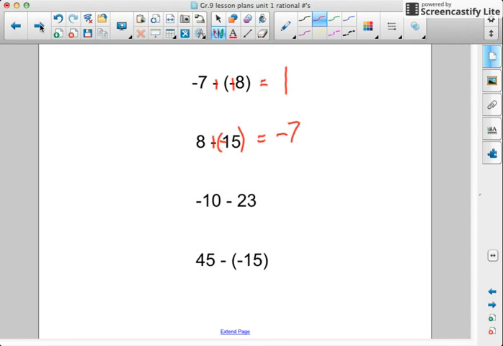-10 subtract 23. So if you can visualize that, if you're subtracting a positive number, you're going to be decreasing further from what you had. So this is going to end up being -33. And finally, 45 subtract a -15. So you're taking away debt or adding a positive. So you're going to end up with 60. So those are some examples of integer addition and subtraction.